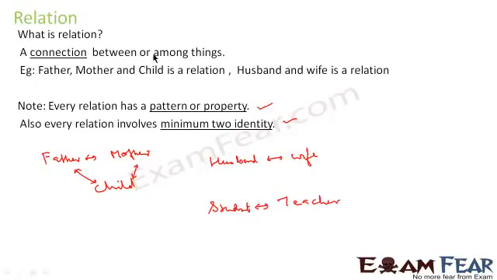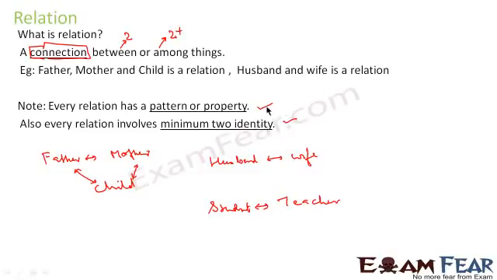Let me reiterate what I have said. Relation is nothing but a connection between or among things. When it is two objects, we say between. When it is more than two objects, we say among. For example, father, mother and child, so it is a relationship among three people. When I say husband and wife, we say it's a relationship between husband and wife.